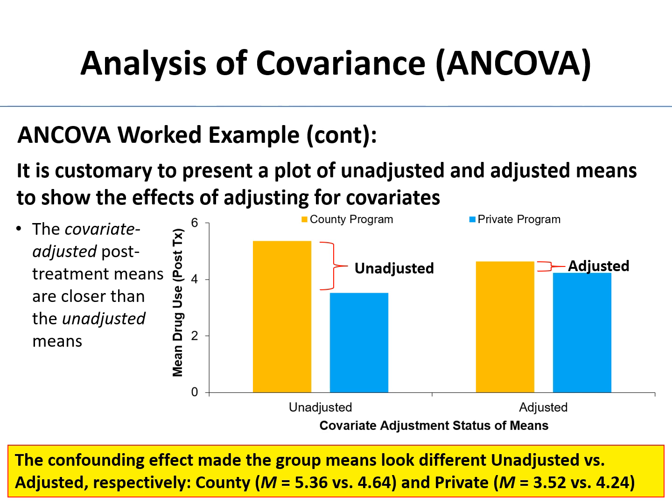County means, subsequent drug use means, went from 5.36 to 4.64. That went down. Private went from 3.52 up to 4.24. The means ended up getting closer together, and those two subsequent means there, 4.64, 4.24, are the adjusted means that are shown on the right in the graph. 5.36, 3.52 are the unadjusted means that are shown on the left side of this graph.